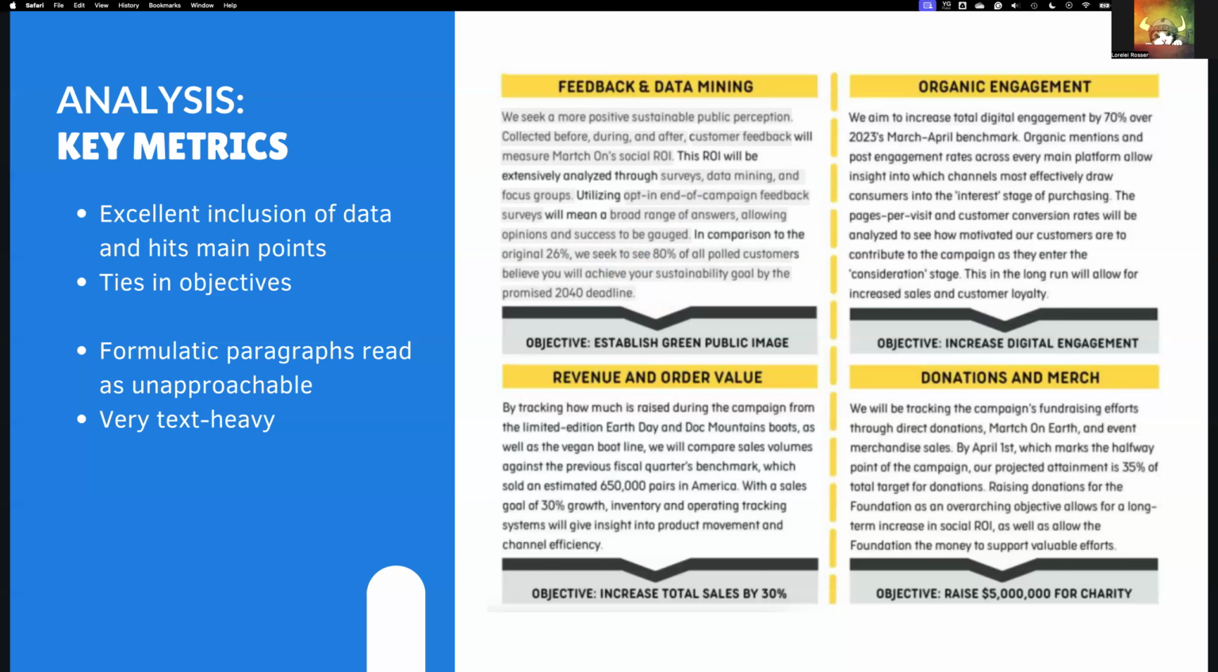and then you're going to tell them, what are you looking for? That's the benchmark. What about the benchmark are you actually comparing? All polled customers believe you will achieve your sustainability goal by the promised 2040 deadline. It's a very, very formulaic way of approaching it. At the very end, just in case they miss the objective, you're going to club them over the head with it, and you're going to say, this ties into this objective. It's the easiest way to make sure you get the referenced objective point.